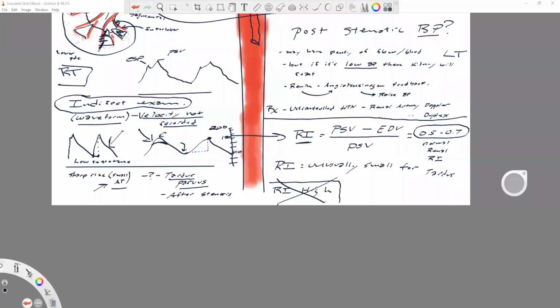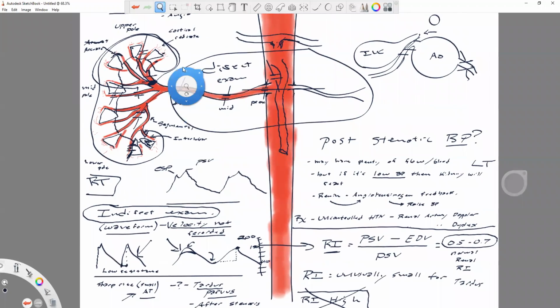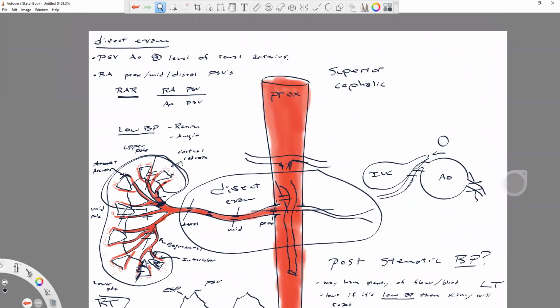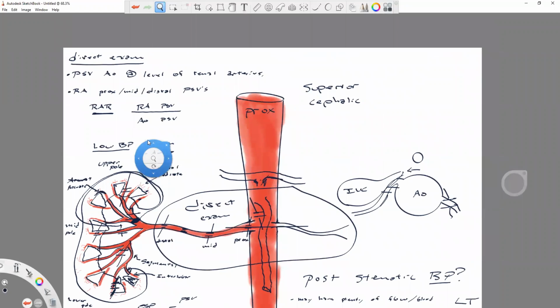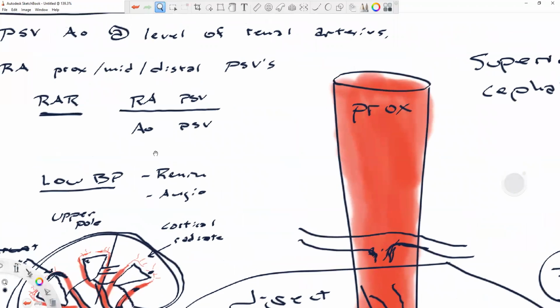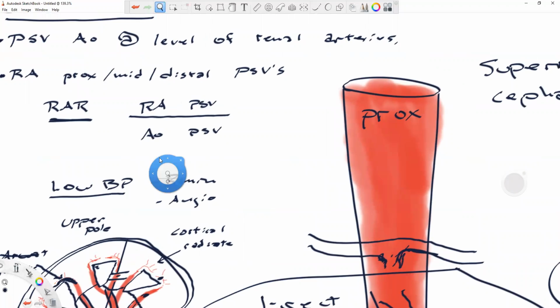I knew it. Well, let me go back to share. I did forget something. Damn it. Share screen. Okay. I gave you a normal RI. I didn't give you the RARs. I totally forgot about that. I was going to quickly grab it. I had it right here.